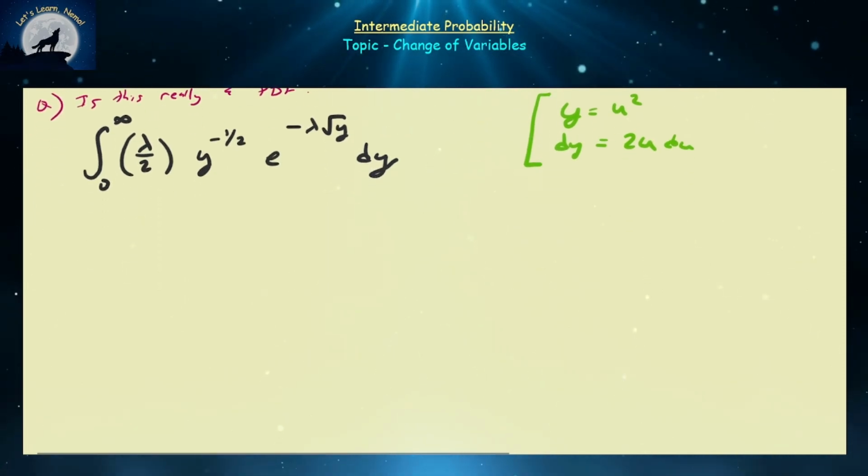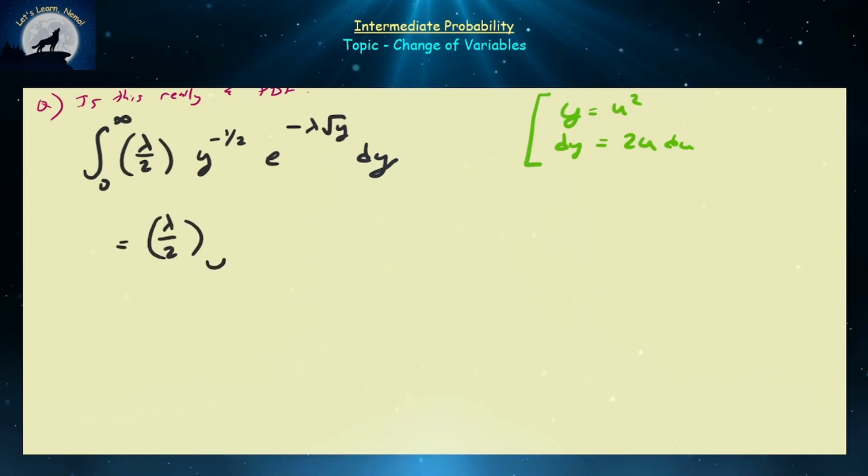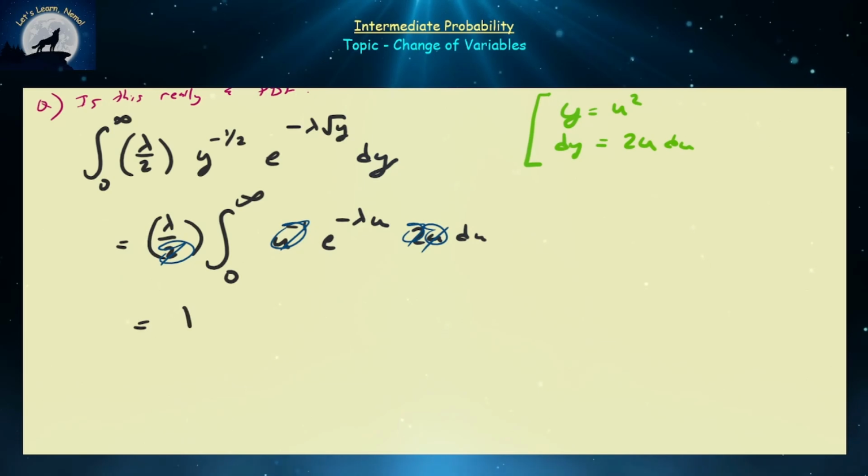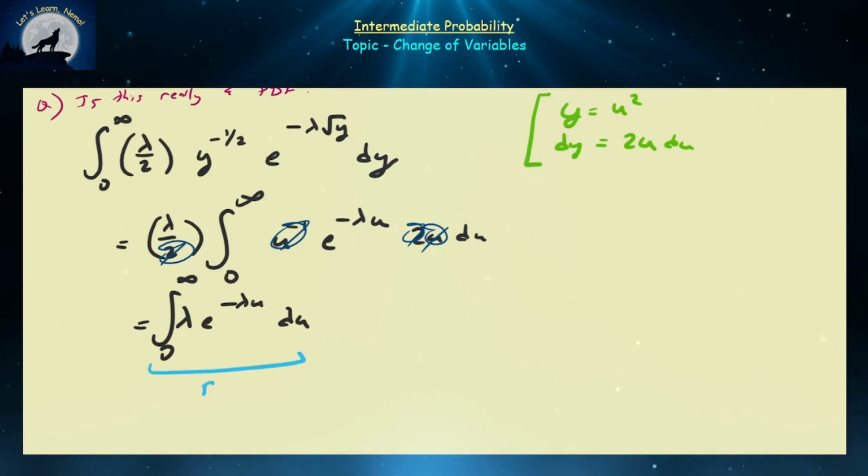So this is going to be equal to lambda over 2 times the integral from 0 to infinity. Since y is equal to u squared, it's going to be u to the power of minus 1, and then e to the minus lambda, and the square root of u squared will just be equal to u, positive side only, and then we're going to have 2u du. Our 2 is going to cancel, u to the minus 1 and u will cancel, and then we're just left with the integral from 0 to infinity of lambda e to the minus lambda u du. And what is that? Well, that's just an exponential probability density function for random variable u. And since that's a PDF, that integral is equal to 1.